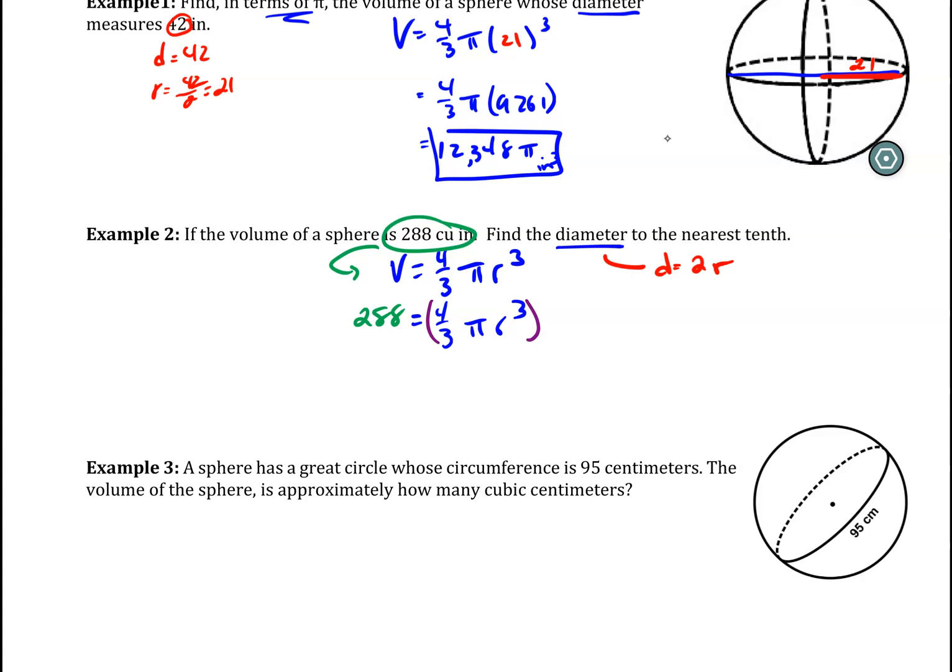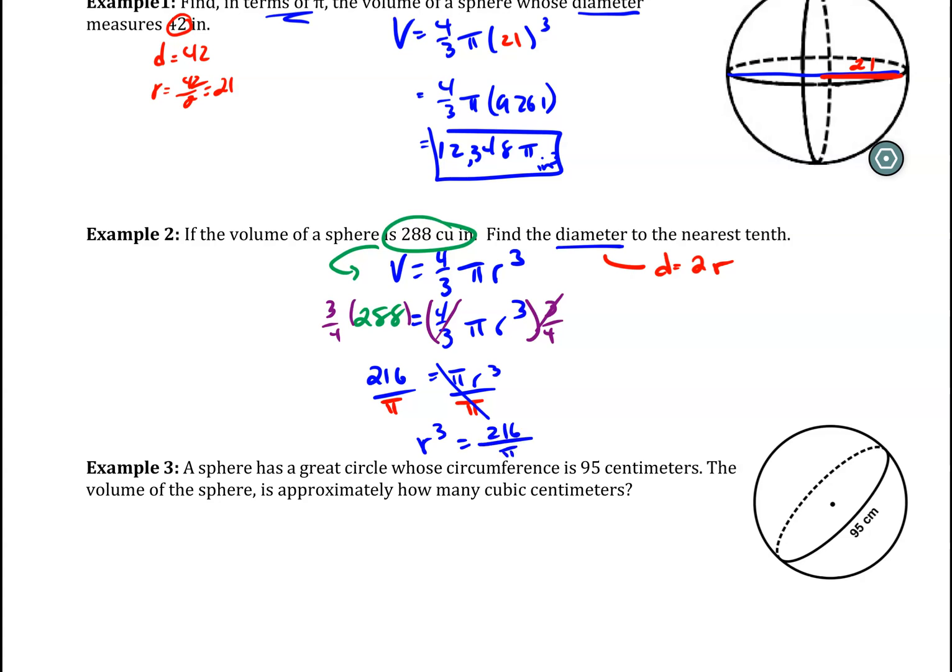Take this fraction, I'm going to multiply by the reciprocal. So 3/4, same thing over here, 3/4. Right, that'll allow this to cancel out. I'll be left with just pi r cubed on the right, and then 288 times 3/4, that's 216. And now I can divide each side by pi. That will get me just r cubed is equal to 216 divided by pi.